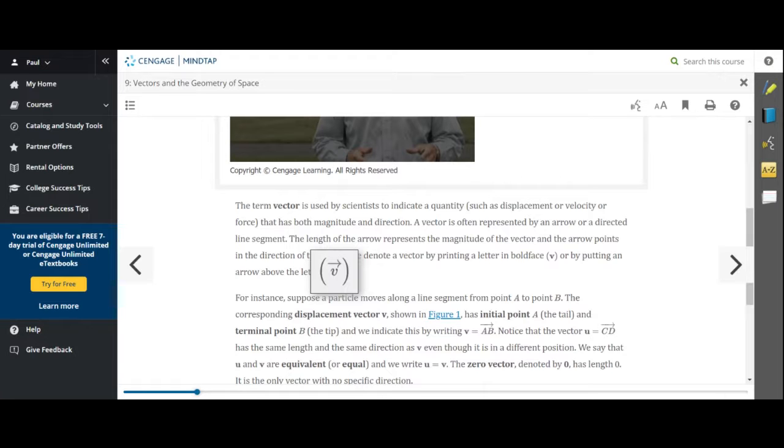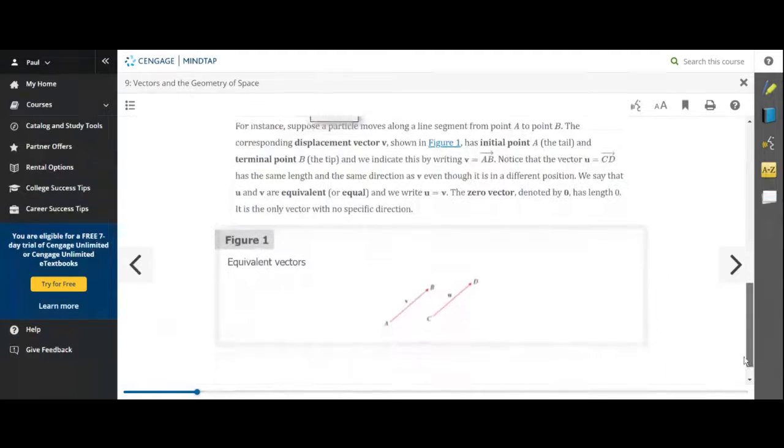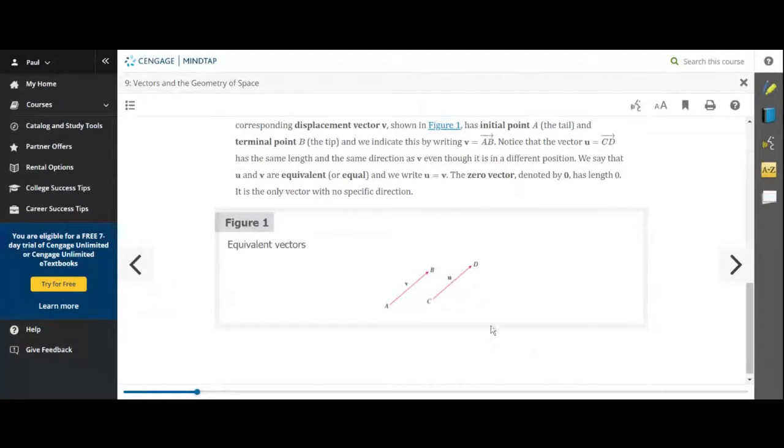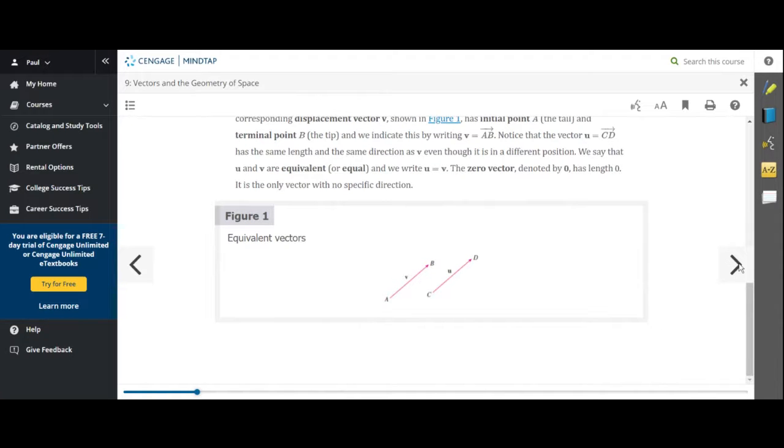Going into the book here, these are equivalent vectors in figure 1. Vectors v and u are equivalent. Why are they equivalent? They have the same direction and the same magnitude. Now I'm going to give you a guided tour. Let me know if you have any questions as I move along.